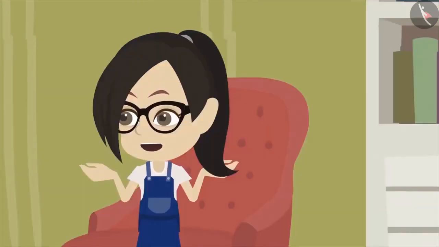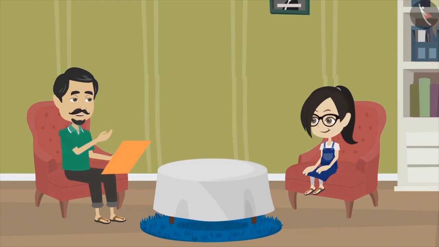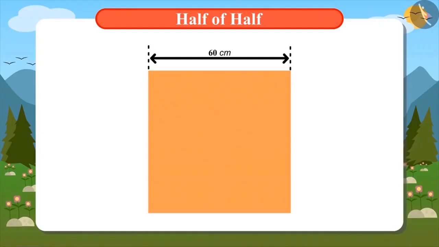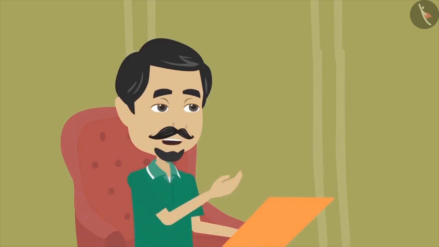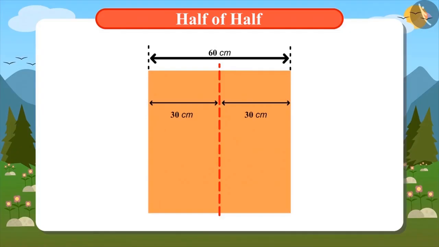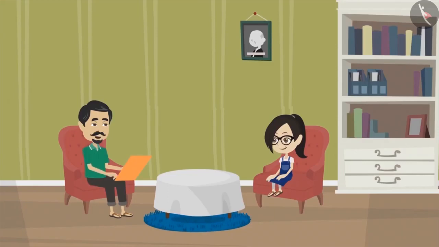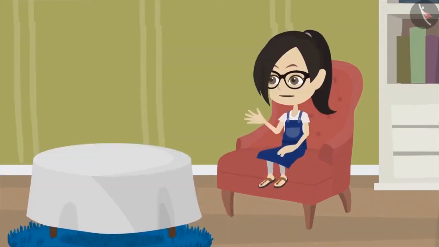I didn't understand anything. Do you know what is half? Yes, when a thing is divided into 2 equal parts, then we say that it is divided into 2 halves. That means when a thing is divided into 2 equal parts, one part will be half of that thing. In the same way, if we divide a thing into 4 equal parts, then one part is called 1/4 of that thing. Okay, but how do we divide the field into 4 equal parts?